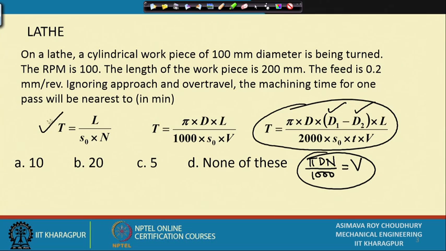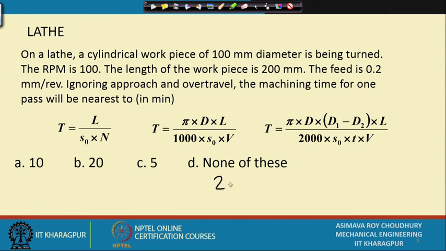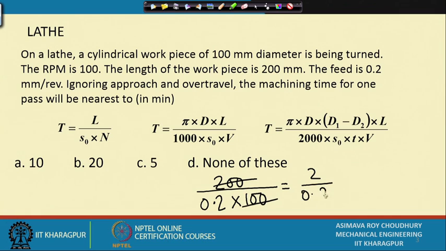So, with this one, let us try to find out whether we can do it. What is the length of the job? It is 200 millimeters. Let me clear the board. 200 millimeters we have. Let us divide it by the feed, that is 0.2, and then further divide it by the RPM, that is 100. So, this cancels out: 2 divided by 0.2, and it comes out to be 10 minutes.